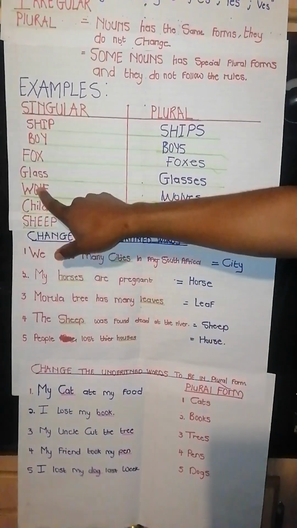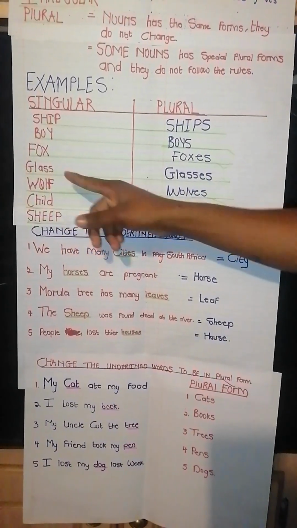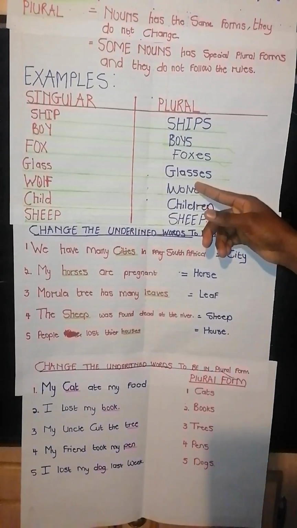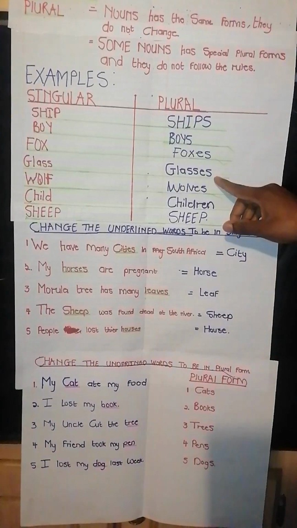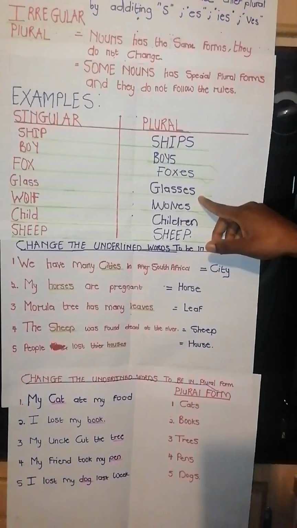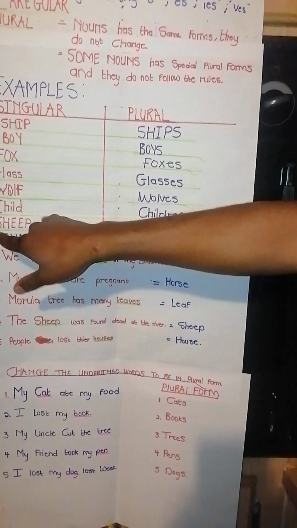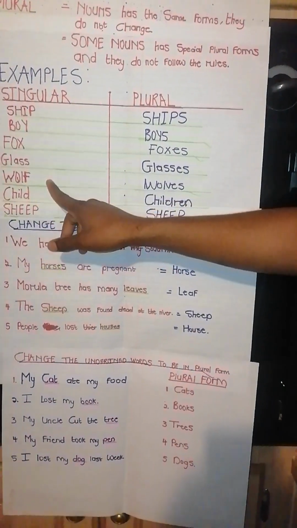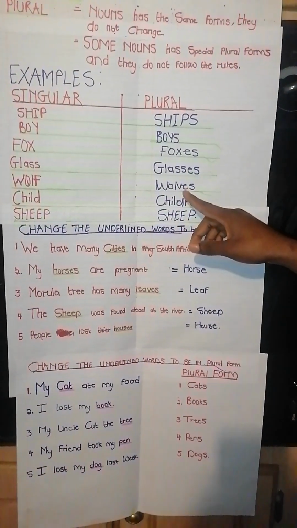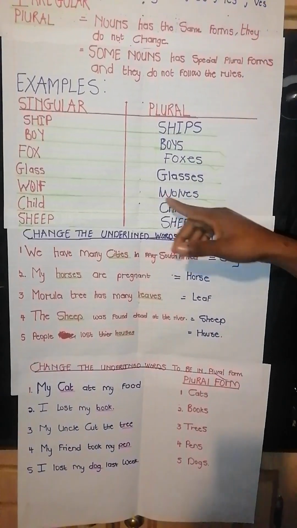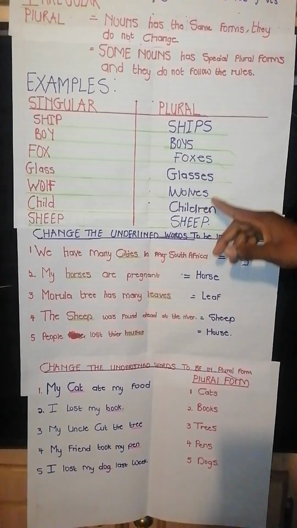And we have glass. Glass becomes glasses. We add es at the end of the word. And we have wolf. Wolf, we add ves. It becomes wolves, because they are many.